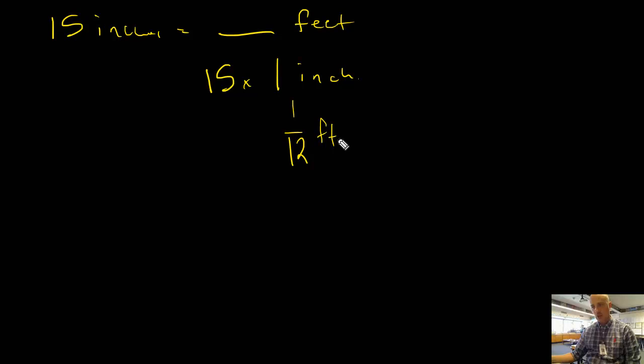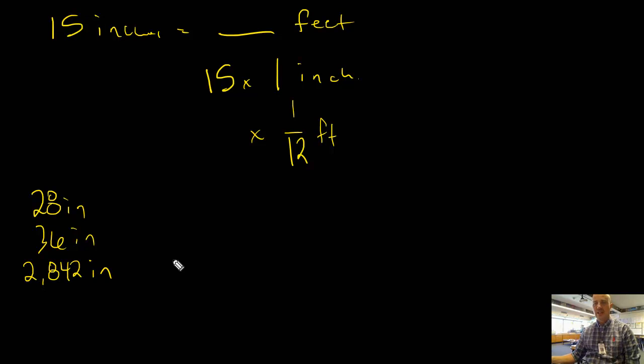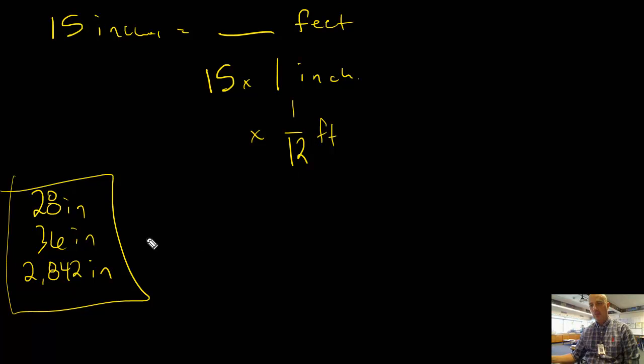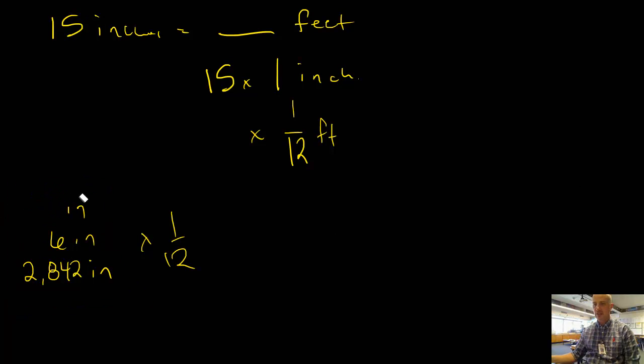Once I have this 1/12 of a foot, I can multiply it by anything to find out how many inches. I could do it with 28 inches. I could do it with 36 inches. I could do it with 2,842 inches. I could find out what fraction of a foot those all were. All I need to do is multiply them by 1/12. Now, obviously, we're not doing that.